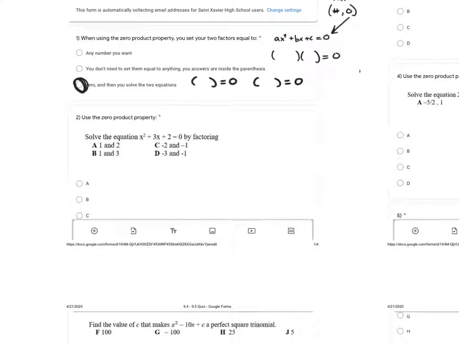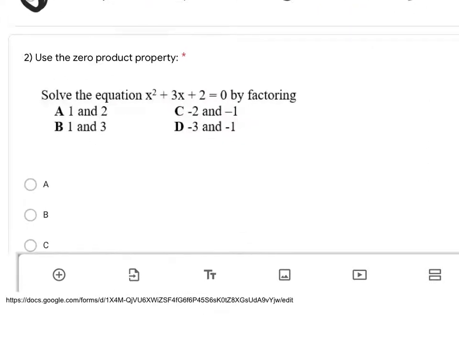So this one says, use the zero product property, solve by factoring. The first step on this is to actually factor it. This is the easy type, so it'll start off x and x. I'm looking for factors of 2 that also add to 3 because I'm on the easy type. So that would be a positive 2 and a positive 1.